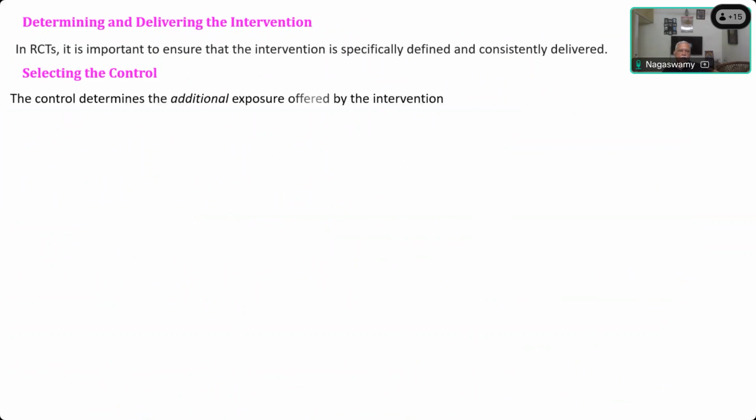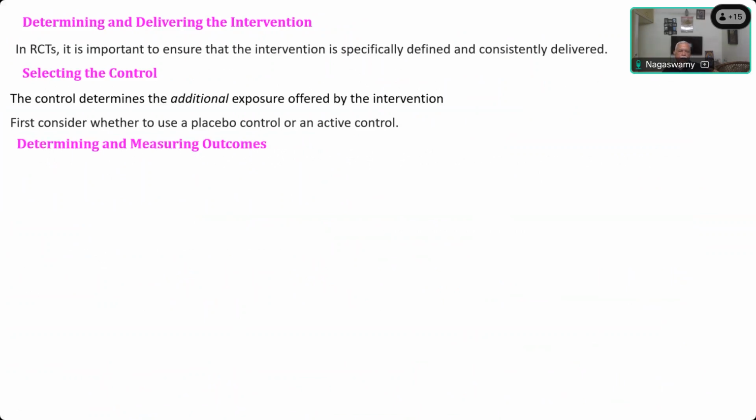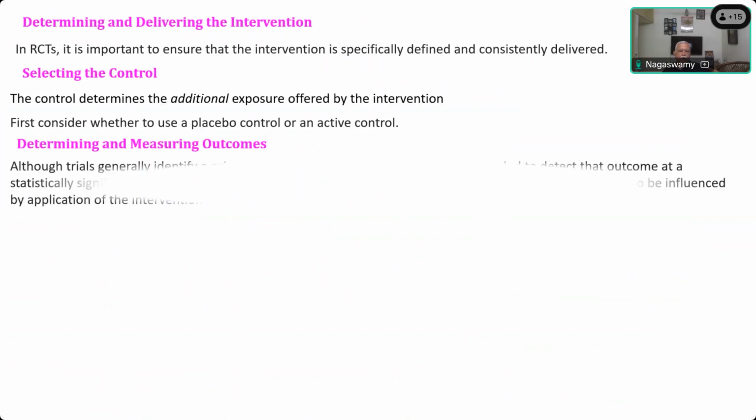Then selecting the control. The control group is selected based on the additional exposure offered by the intervention. First consider whether to use a placebo control or an active control. This is also another important point that you have to determine. Then determining and measuring outcomes.